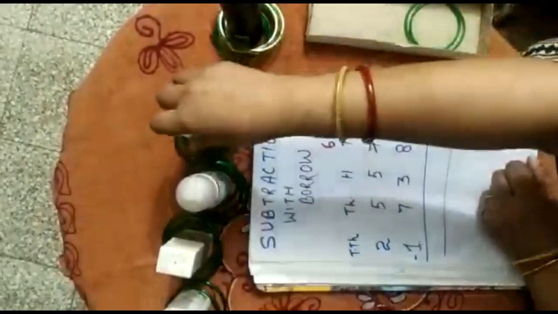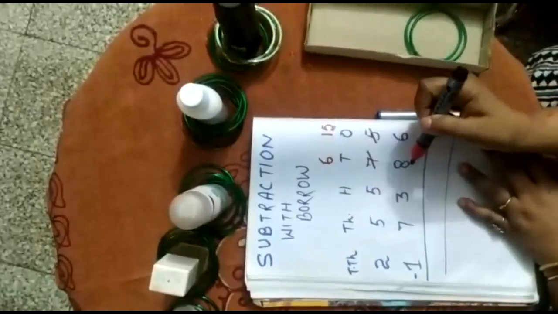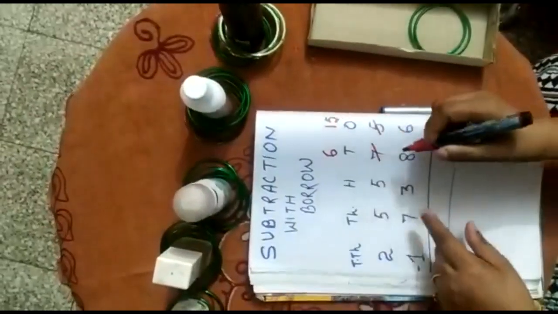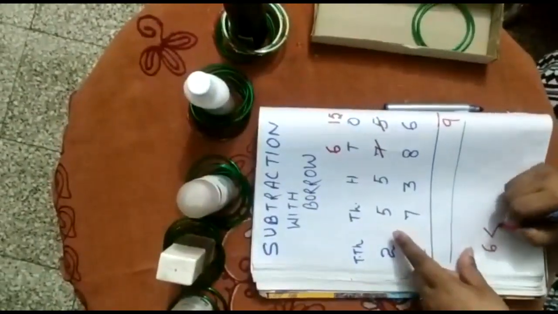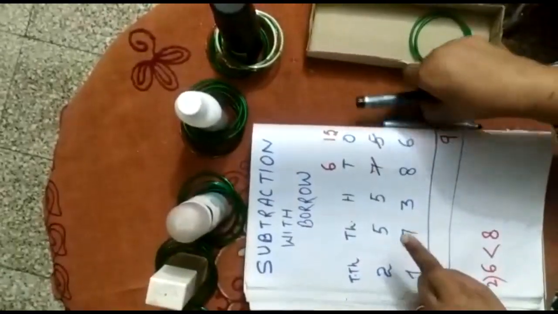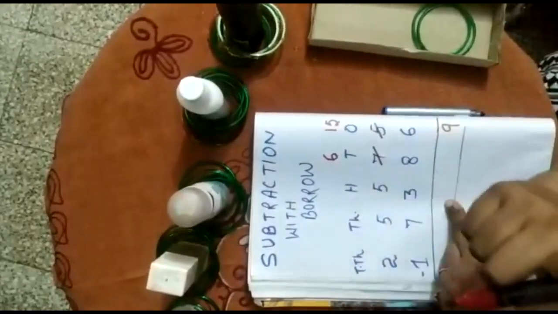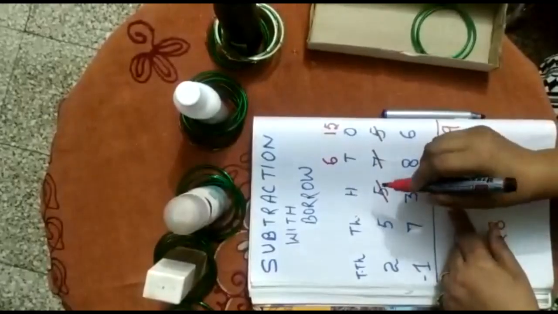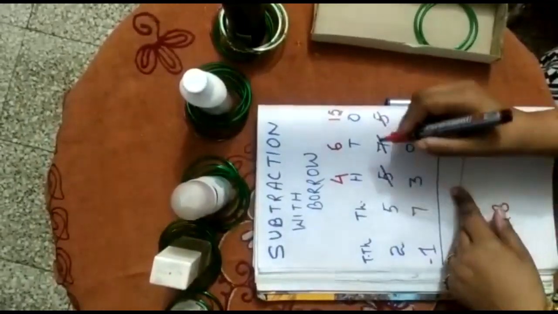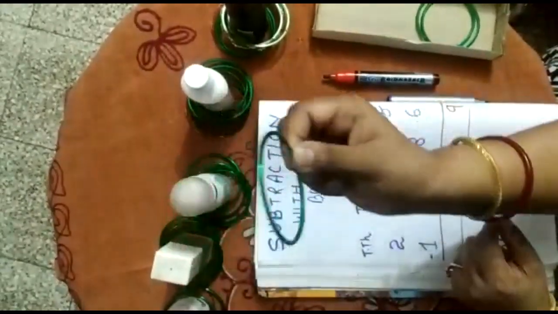Now come to tens. In tens, 6 tens is there. So I have to subtract 8 tens from this 6 tens. Is it possible? No, because 6 is less than 8. It is not possible. So what do we have to do? We have to borrow from the 100 place. From 500, I will borrow 100. So this will become 400.